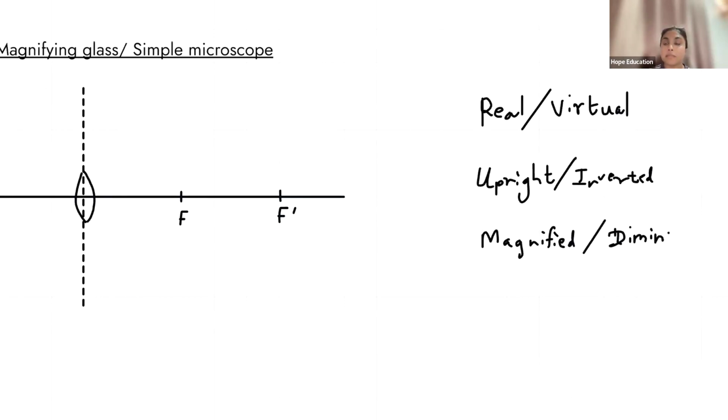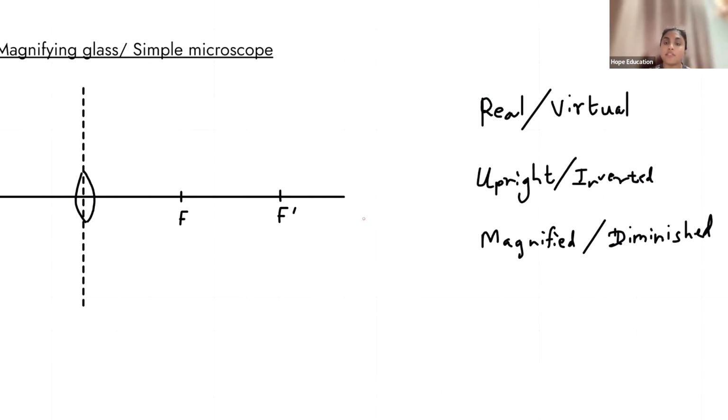If it was a real image, we would need a white color screen. But generally, when we're using a magnifying glass, we don't use a white screen because through the glass, through the convex lens, we can see the image. It is a virtual image, not a real image.